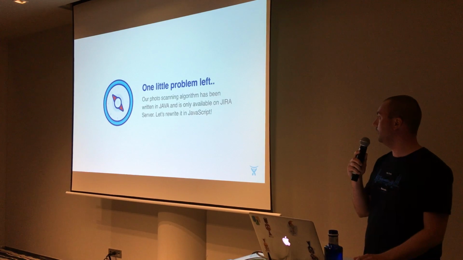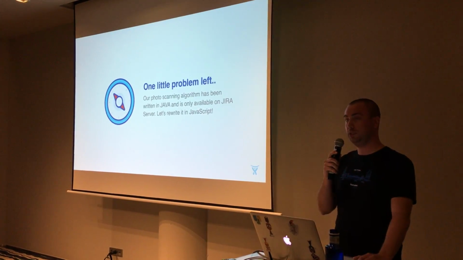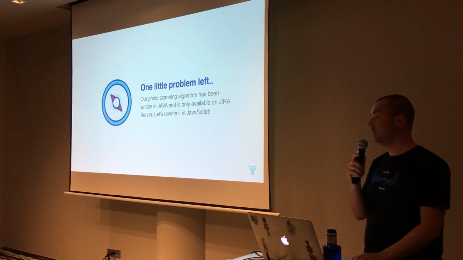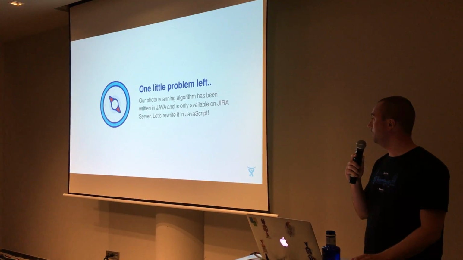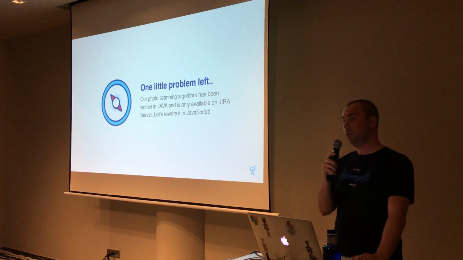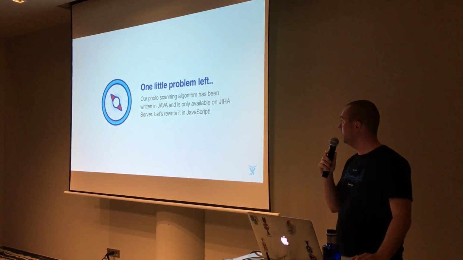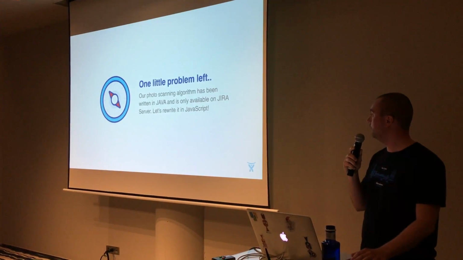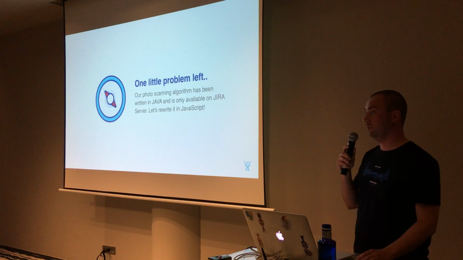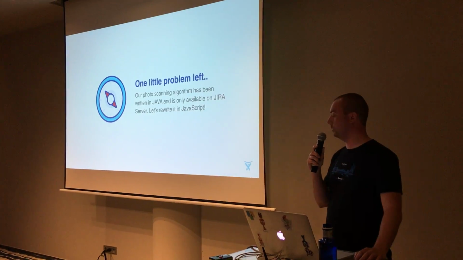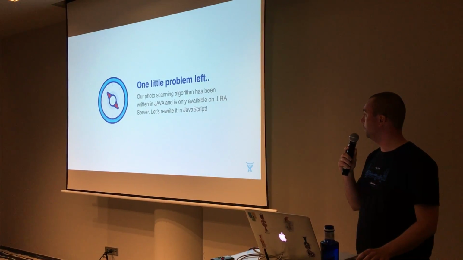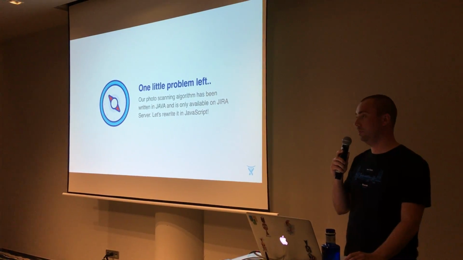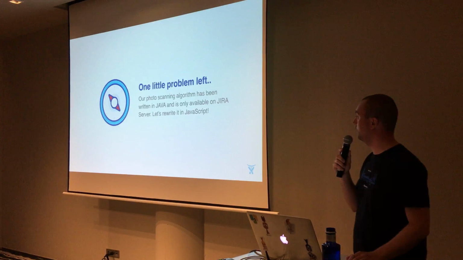We had a photo scanning algorithm that I told you already, and this photo scanning algorithm was in Java. And for JIRA Server plugin, it wasn't a problem, but for JIRA Cloud plugin, it was quite a big problem, because we didn't want to have it on the cloud, because it creates a lot of problems, because you have to take into account security problems, queuing, transfers, storage, etc.